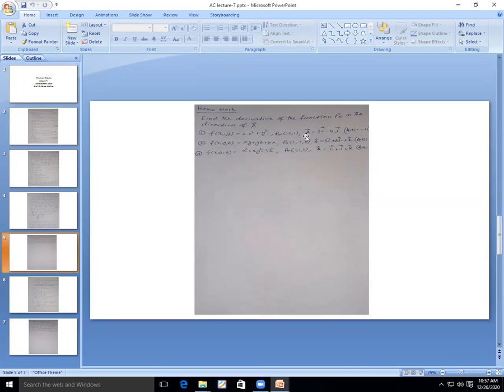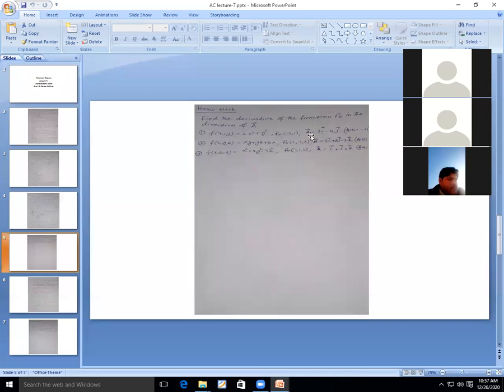But remember, in the example, u was a unit vector. But this A is not a unit vector. If you take its magnitude, it will be root of 9 plus 16, which is root 25, which is equal to 5. So the magnitude of the vector A is not equal to 1, but it is 5. Now what do you have to do?